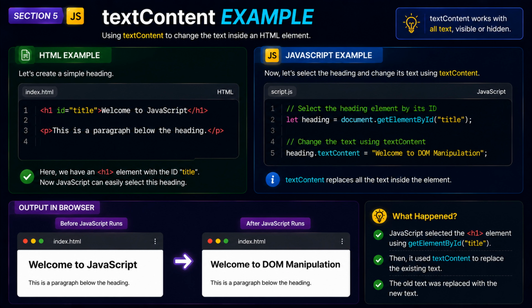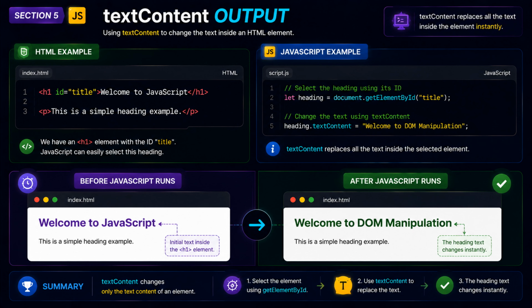HTML example. Let's create a simple heading, h1 tag id="title", Welcome to JavaScript. Here we have an h1 element with the ID title. Now JavaScript can easily select this heading. JavaScript example: let heading = document.getElementById("title"); heading.textContent = "Welcome to DOM Manipulation". Output. Before JavaScript runs: Welcome to JavaScript. After JavaScript runs: Welcome to DOM Manipulation. The heading text changes instantly.